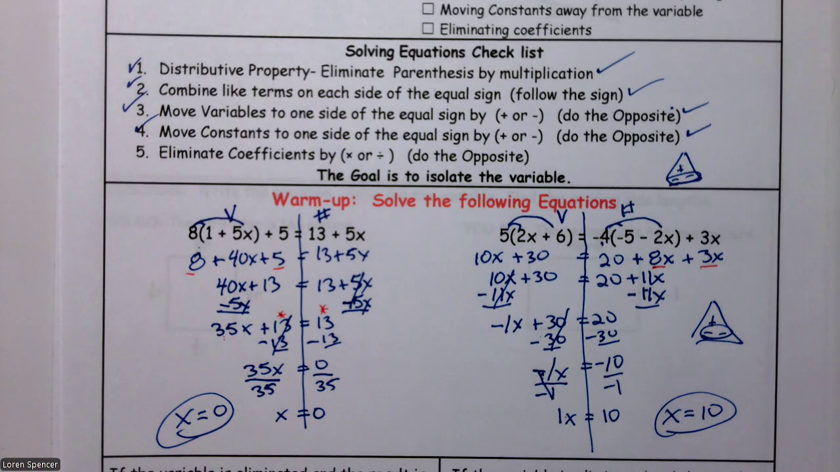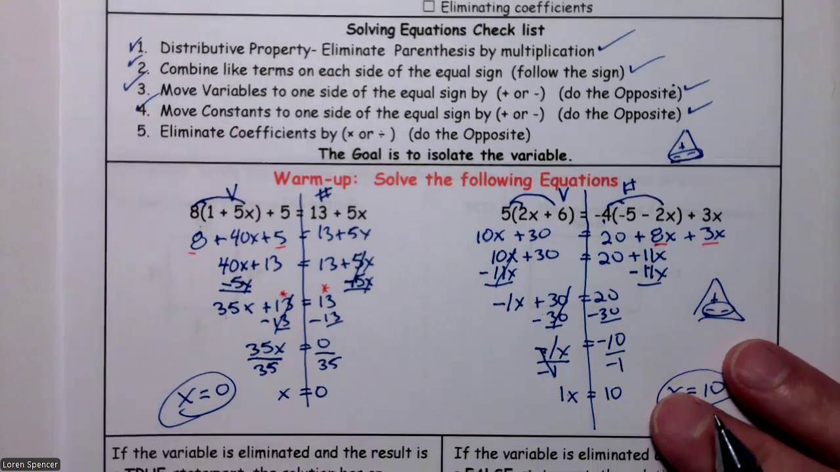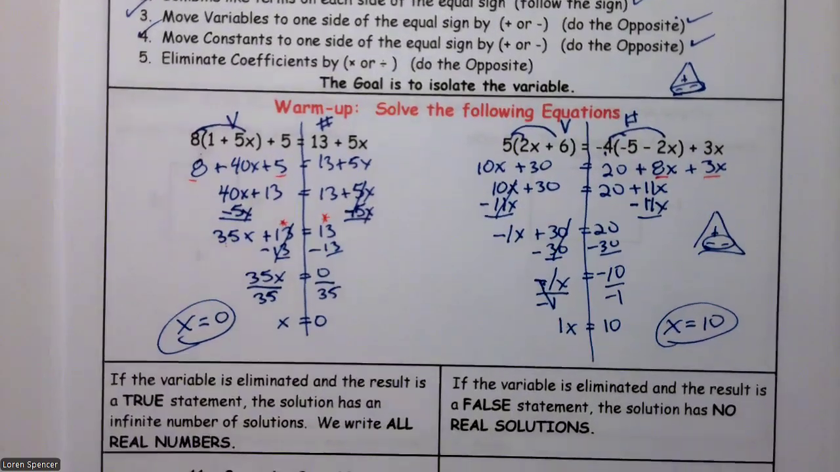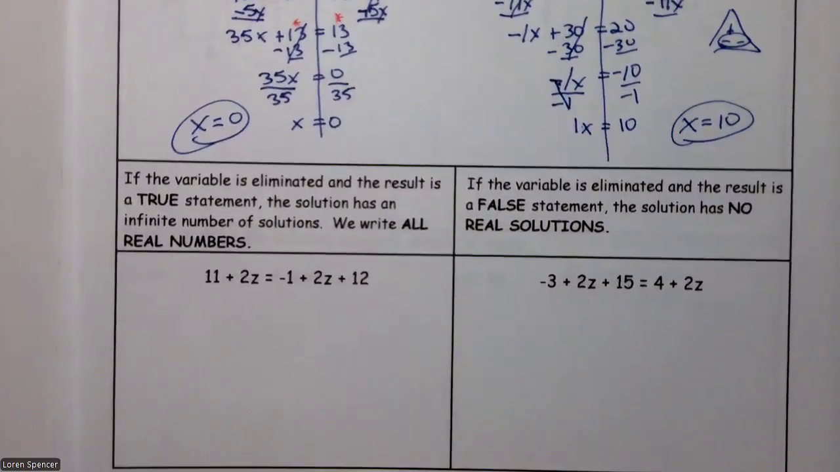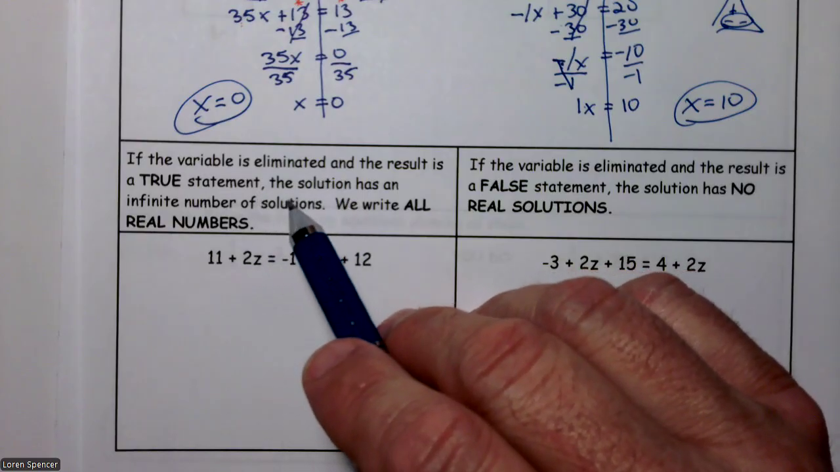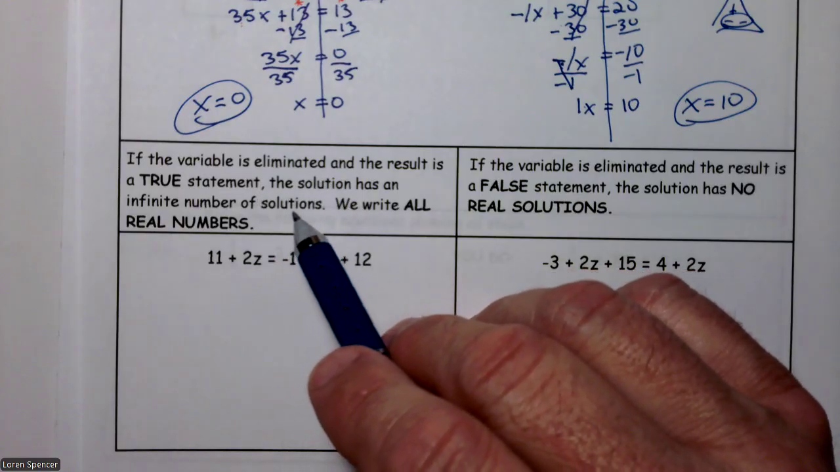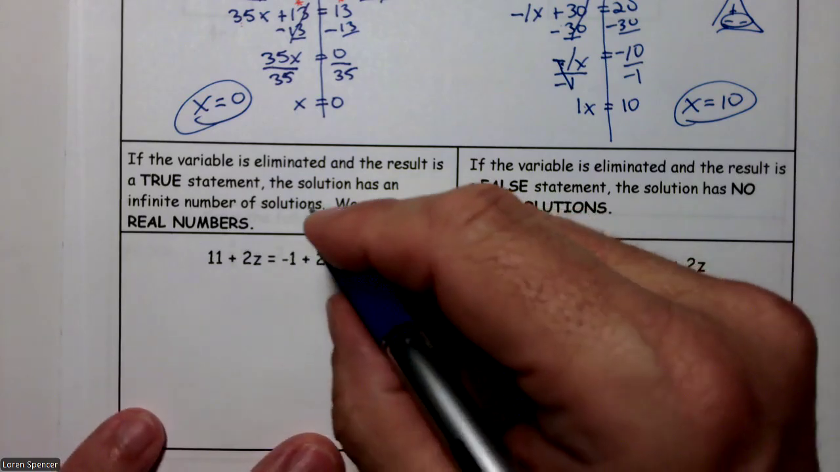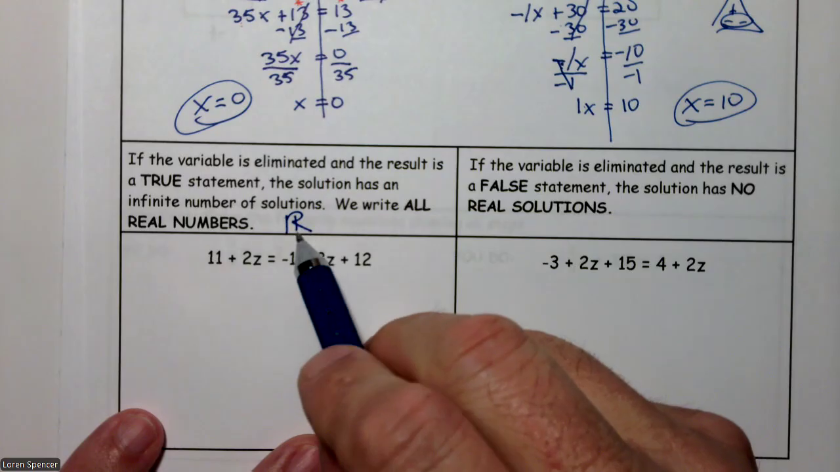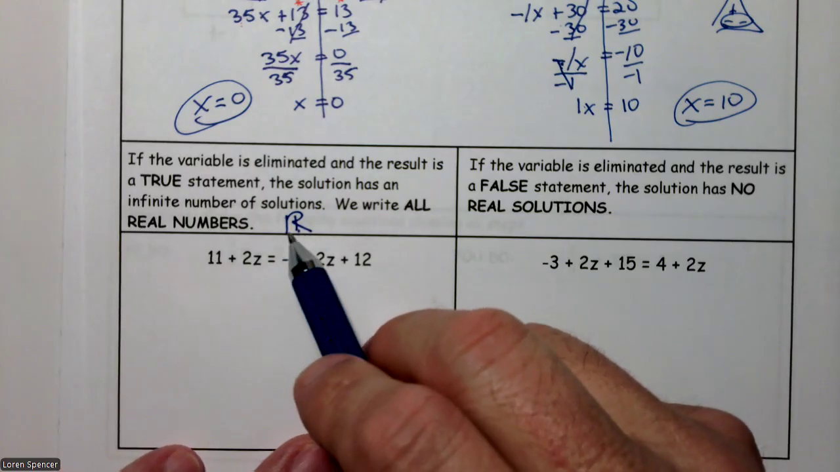Okay, so we're going to be looking at solving special cases. And really, this is going to be really short because then we want to do some work with some perimeter. So if the variable is eliminated and the result is a true statement, the solution has an infinite number of solutions. We write all real numbers, or we're really cool and we use what's known as the double bar R, and that's a symbol for all real numbers.